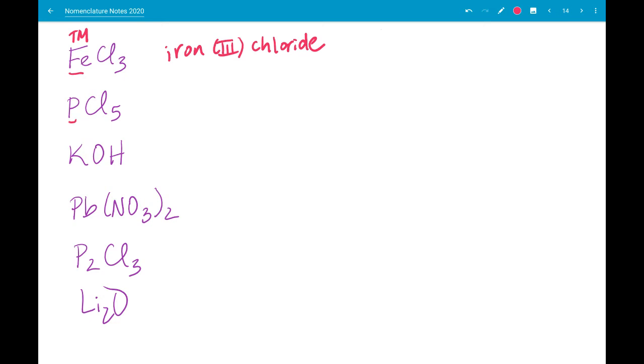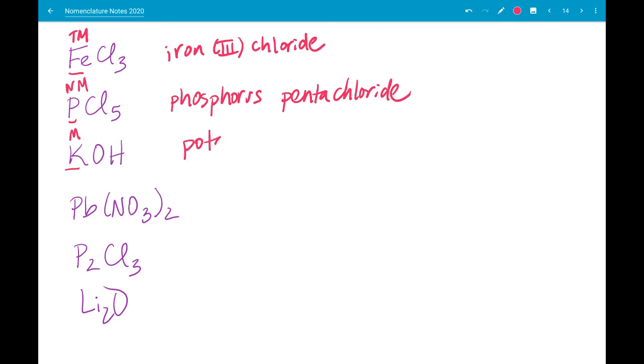Okay, this next one we have phosphorus. Phosphorus is a nonmetal, so I should remember in my brain that means prefixes. You don't use mono for the first one. So it's phosphorus. Penta means 5, and chlorine becomes chloride. Okay, next one, K is a metal. So that becomes potassium. This is going to be the first column on your nomenclature flowchart. OH is a polyion. So that is hydroxide.